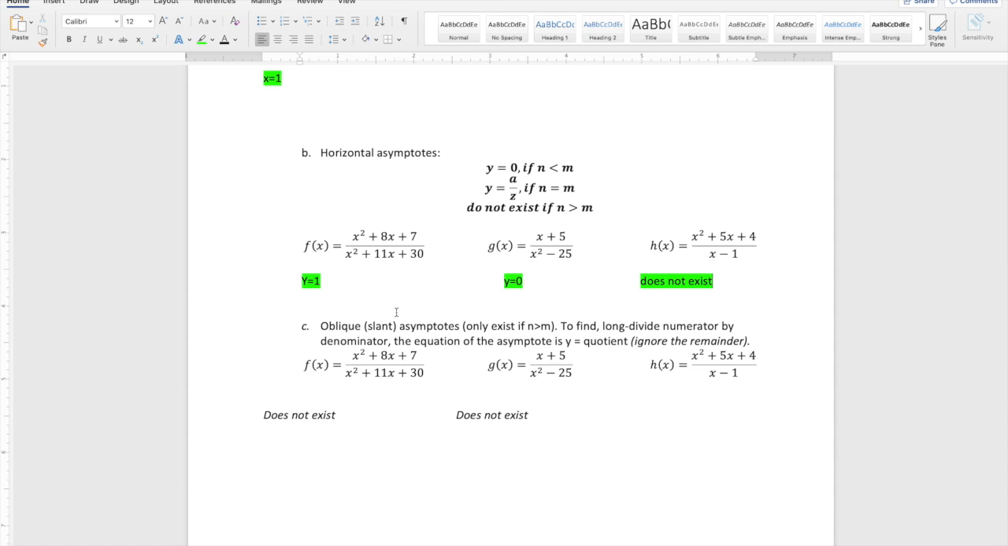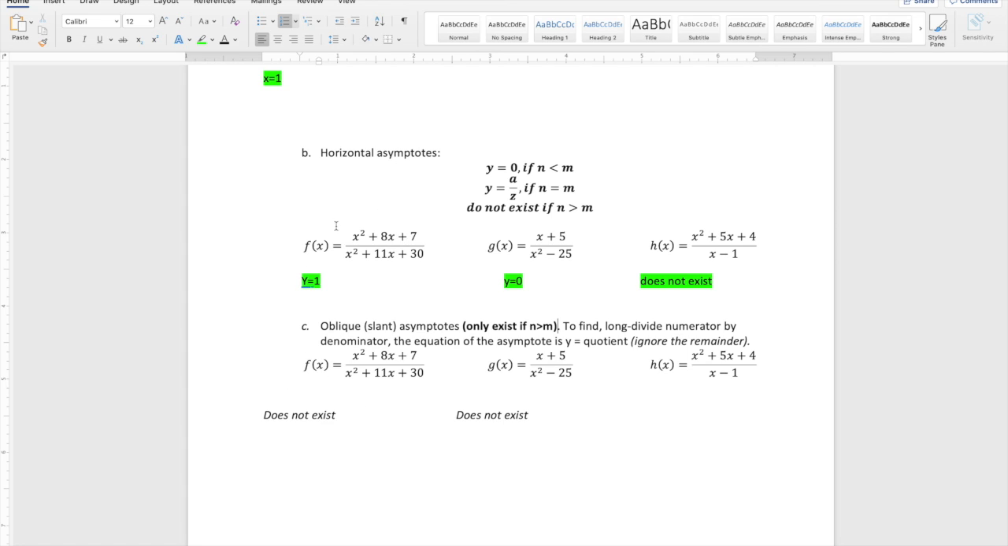Now let's move into oblique or slant asymptotes. This is very important to remember: oblique asymptotes only exist if the top degree is larger than the bottom degree. And remember, that's the only case when horizontal asymptotes do not exist. So in other words, horizontal and oblique asymptotes are mutually exclusive. You can't have both. You have to have one or the other. If you have horizontal, you won't have oblique, and if you have oblique, you won't have horizontal.